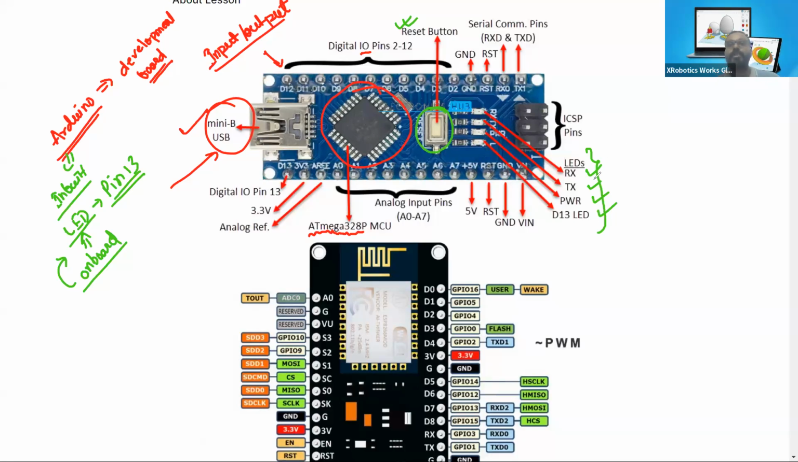Apart from these LEDs, the RX one is for the receiving protocol and the TX one is for the transmission protocol. And why do we have these? Because when we are communicating with our microcontroller, we are trying to upload some code to the board itself. When we upload code, the board is receiving communication from the computer, so the RX LED will glow.